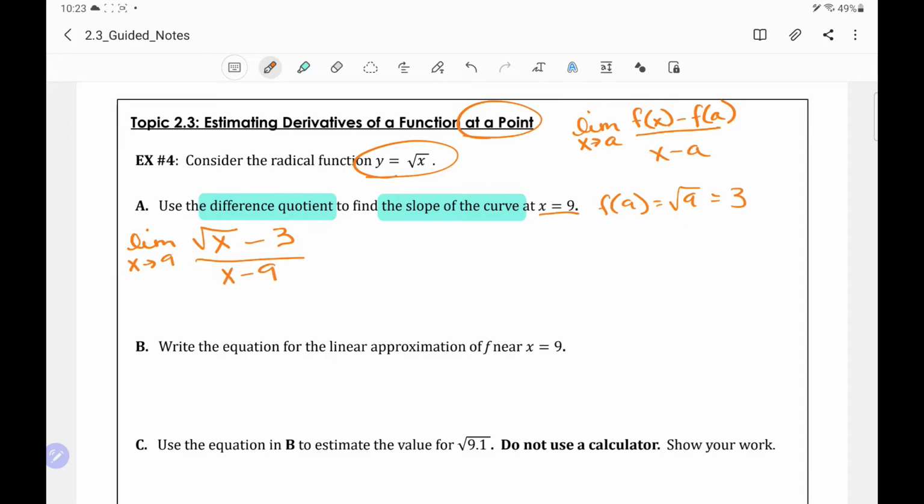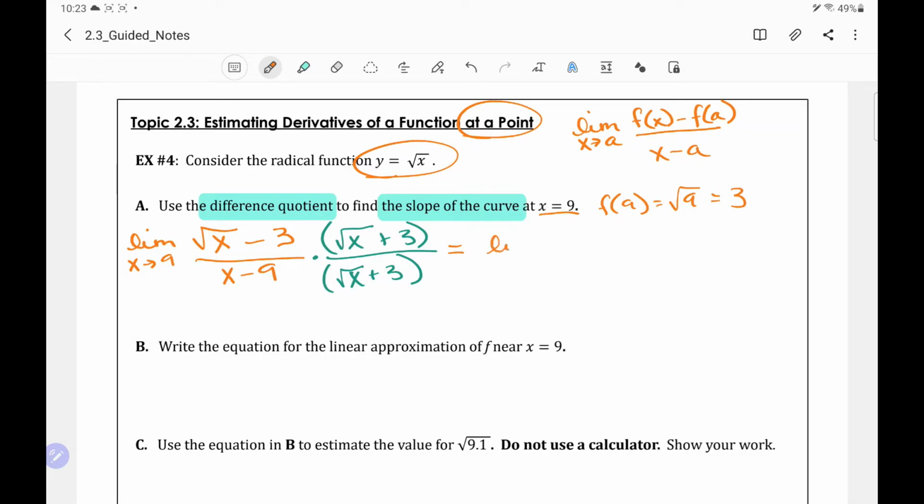And then on the bottom, x minus a, x minus 9. And then we need to just go ahead and do this. What can we do? We can't plug in the 9 because we would get indeterminate form. And so we're going to have to go ahead and deal with the conjugate. So multiply the top and bottom by the conjugate. That's the square root of x plus 3 in this case. And what are we going to get? Sorry, my pen is taking up the space exactly where I need to write.